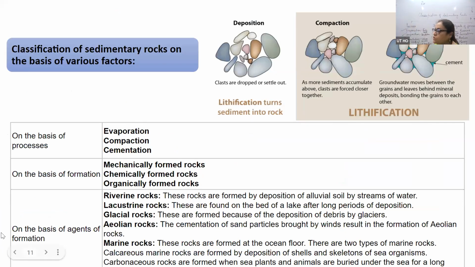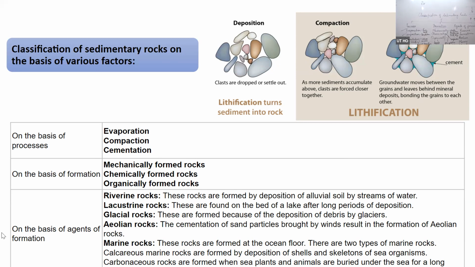This is on the basis of the agents of formation. First, you have riverine rocks. These rocks are formed by deposition of alluvial soil by streams of water. Alluvial soil is what? Fertile soil, silt deposited by the rivers.